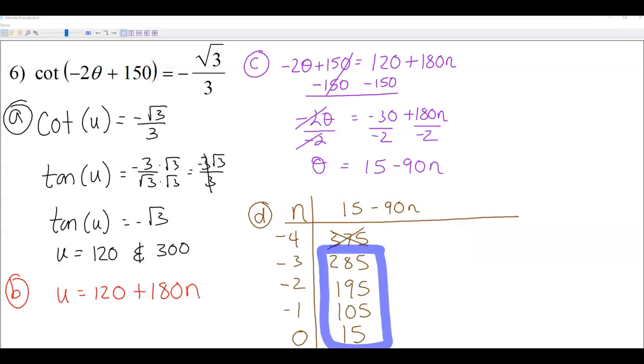All right, guys, and so there's the solutions for that one, 285, 195, 105, and 15. If you didn't get that, I would encourage you to pause the video here and look and see where you might have gone wrong. Some things to draw your attention to for this one is the fact that on part B, we only have one equation because when you do tangent or cotangent, that's all you need to do. Also, you'll notice that it's 180n in the general solution there, and it's not 360. Once again, that's for tangent and cotangent.